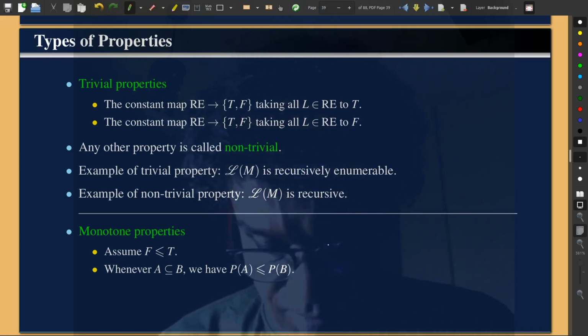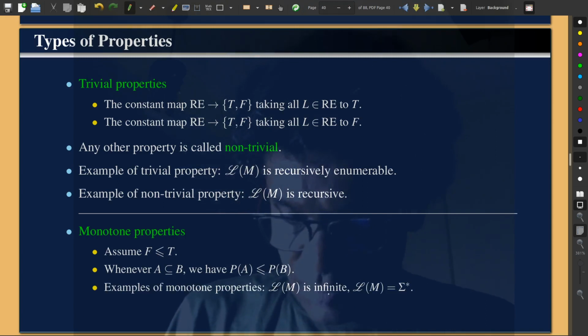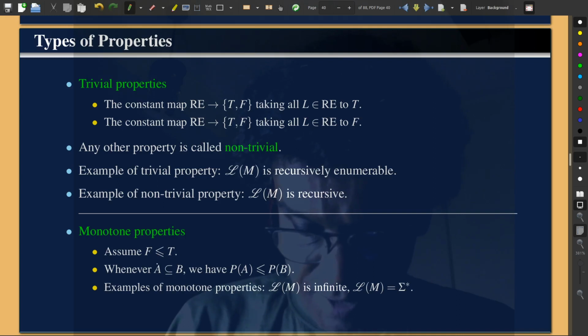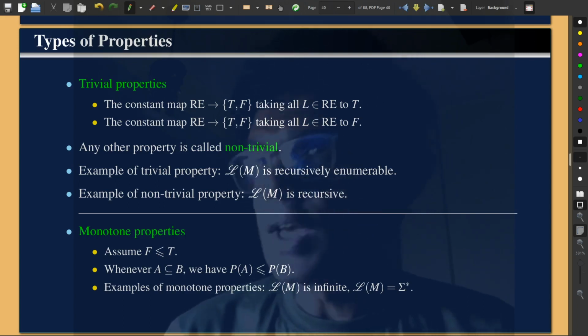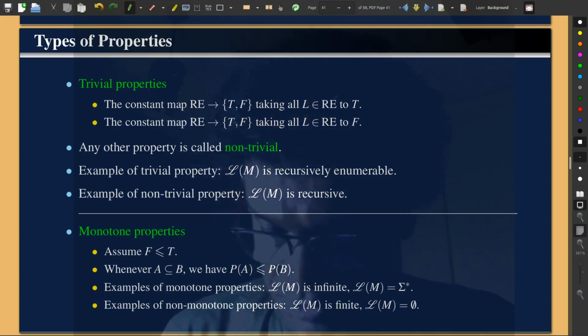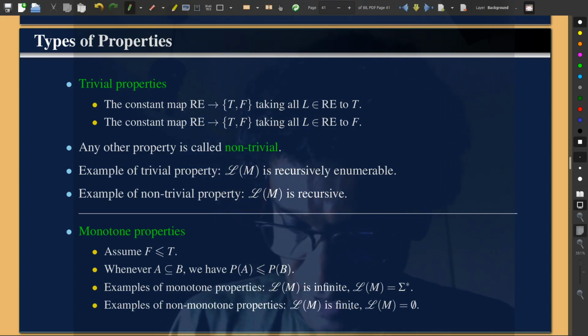So here are a couple of examples. Infiniteness is a monotone property because if this is an infinite set and we have a superset of it, it also has to be infinite. Likewise, if A is already sigma star, then any superset will have to be sigma star because everything is contained in sigma star. So these are monotone properties. On the other hand, if I consider L of M is finite, this is not a monotone property, in which case we call it a non-monotone property.